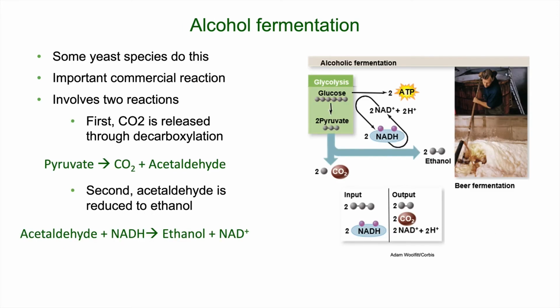Alcohol fermentation is another important chemical reaction. There are some yeast species that are capable of doing that. And what they do is, again, when you first add the yeast to whatever they're going to break down, there's a little bit of oxygen there. And so they're capable of using the oxygen, going through oxidative phosphorylation, getting a lot of ATP. But as soon as the oxygen is used up, they can only undergo glycolysis.